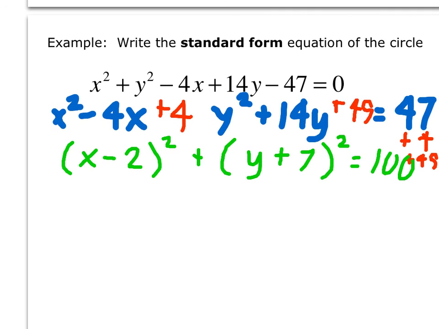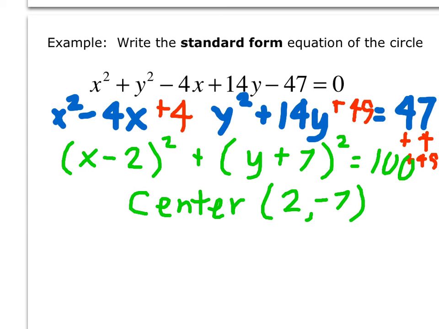So now we can take a look at this particular equation. It's now in standard form, and so we can easily see that the center of this circle is going to be at (2, negative 7), and the radius will be not 100, remember, but the square root of 100, which is 10.